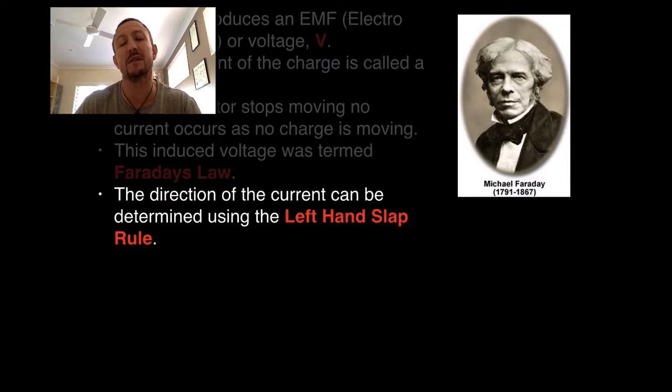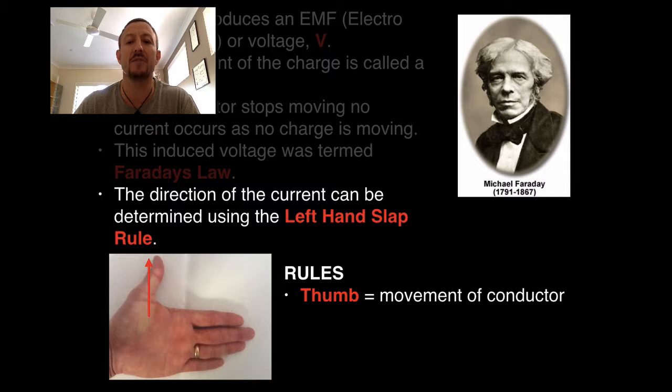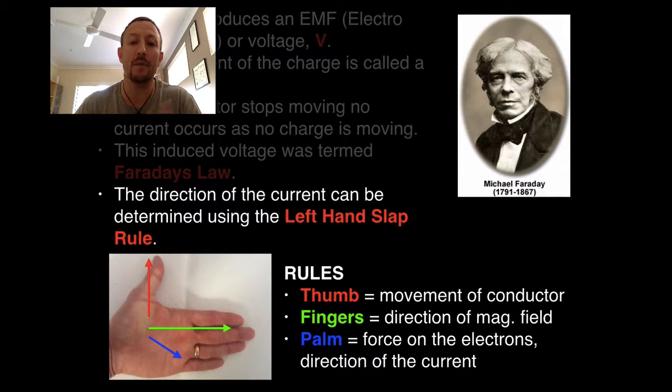Okay, so how do we determine the direction of the force which is applied on the electrons? Well, we can use our left-hand slap rule. Now it's left-hand, remember, because it's electrons, they're negatively charged. So here I've got my hand, and we'll just revisit this rule. Now the thumb in this case is going to be the movement of our conductor. Our fingers are going to be the direction of the magnetic field, and our palm is going to be the force on the electrons and the direction of the current.